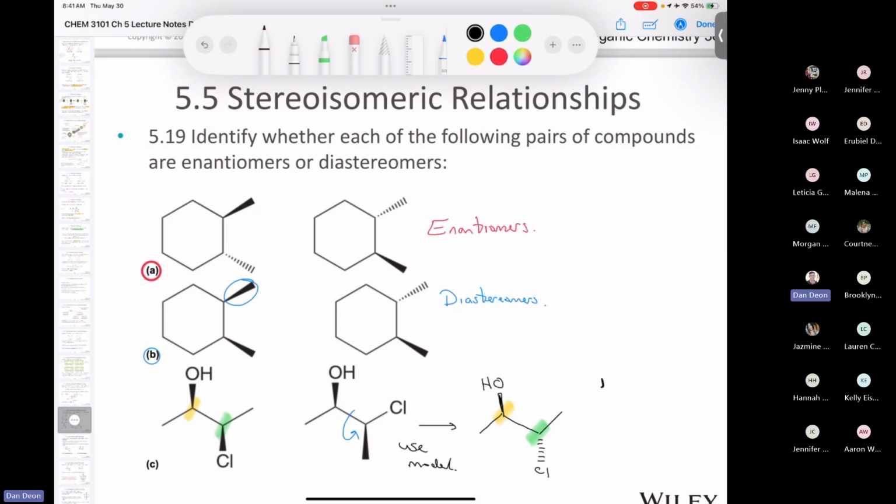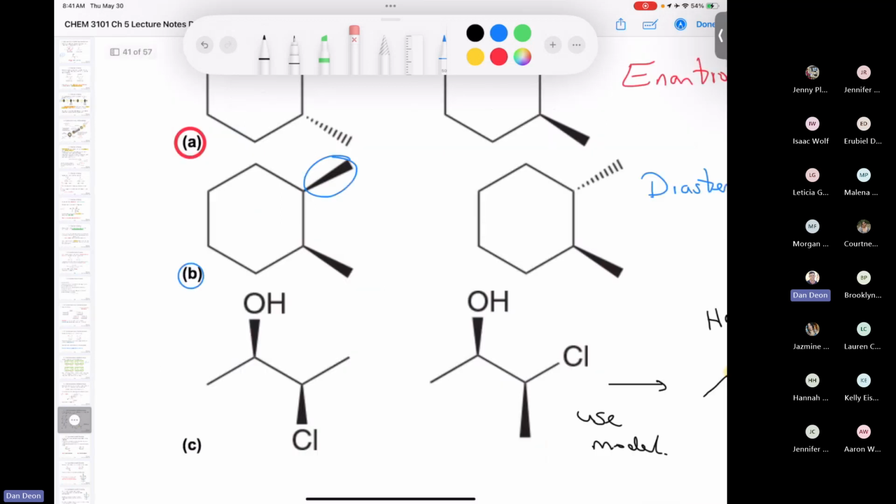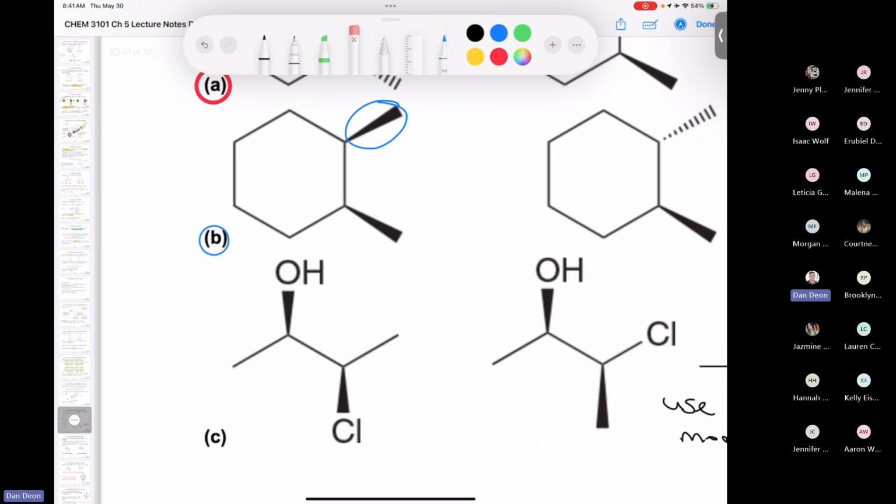So I'll just scribble that down here. These are diastereomers. However, if you don't like that, if you're like, I don't think I'd do that, Mr. Dion, well, what we can do is we can just evaluate the chirality at every chiral center. So let's do it, but we'll go a little quicker than we normally do.